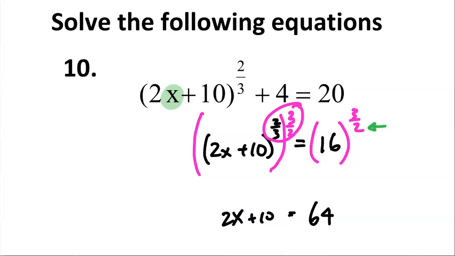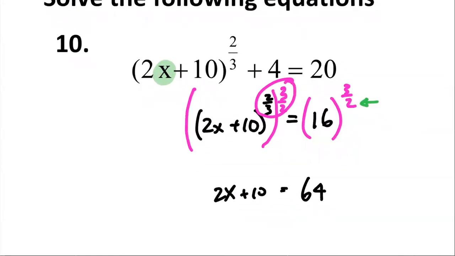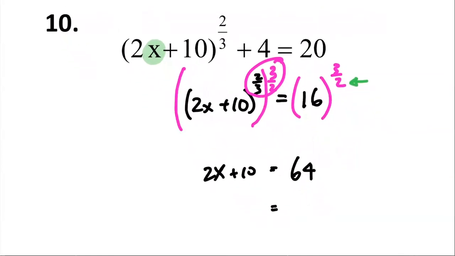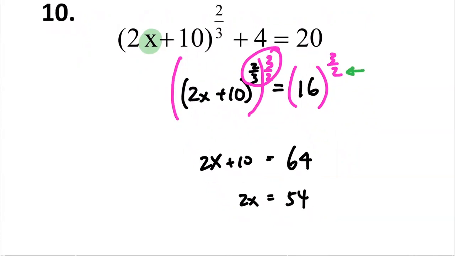64. Okay. I told you the other day, earlier this week or last week, I said you got to know all the perfect cube numbers. That's where it pays off. And then you subtract 10, which becomes 54. And then the rest is easy.